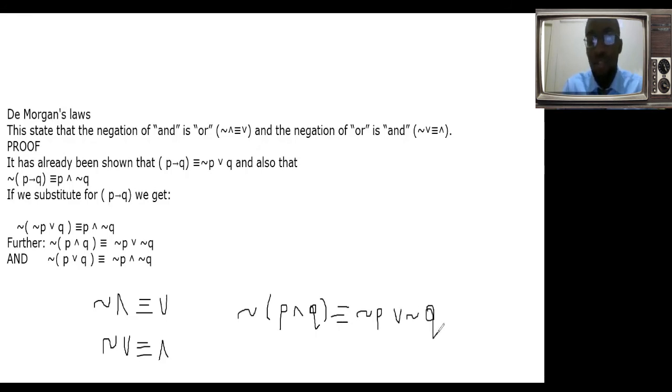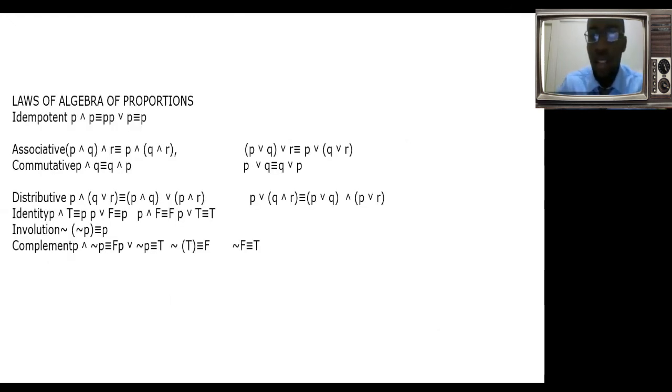This is going to be very critical when we're doing a lot of questions. We have to know how to do this. So here we have it: the negation of P and Q is the negation of P or the negation of Q. Now the next thing that we're going to look at is laws of algebra of proportion.